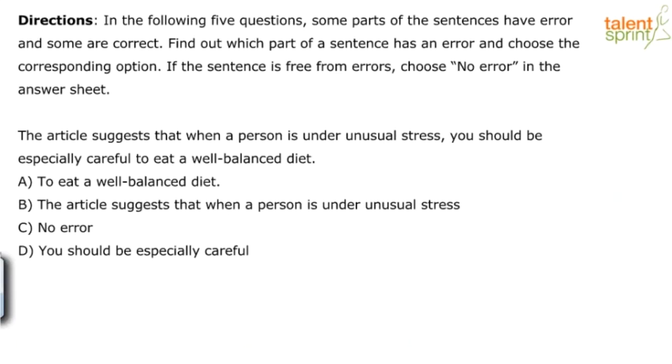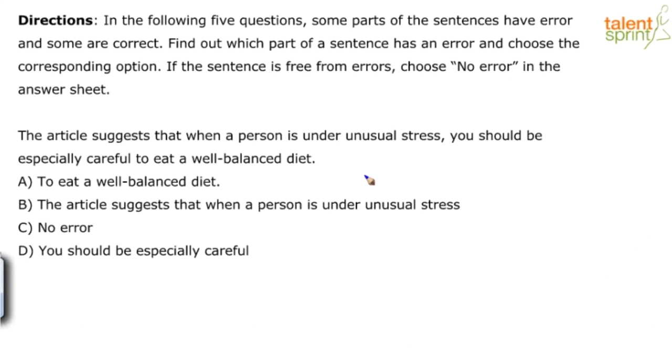So let's read. The article suggests that when a person is under unusual stress, you should be especially careful to eat a well-balanced diet. Okay, so option A, again the options are a little mixed up, right? It doesn't start with the article suggests that. Option A is to eat a well-balanced diet, the last part of the sentence. Option B is the article suggests that when a person is under unusual stress. Option C, it says no error. Option D, you should be especially careful.